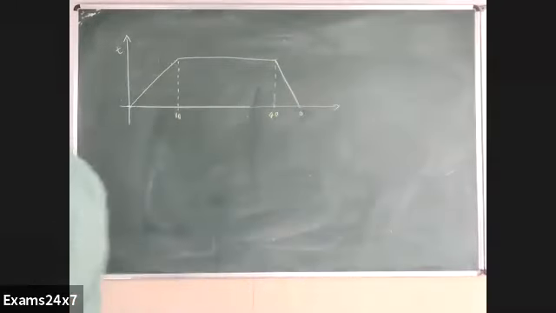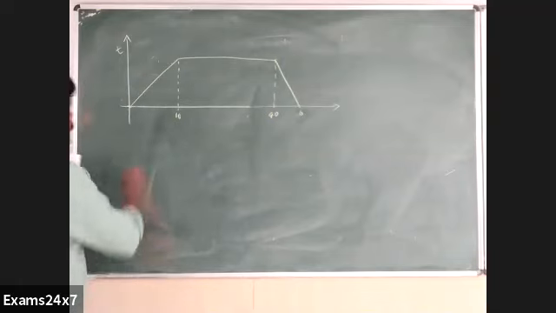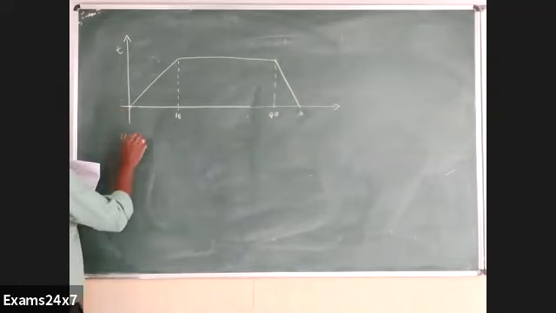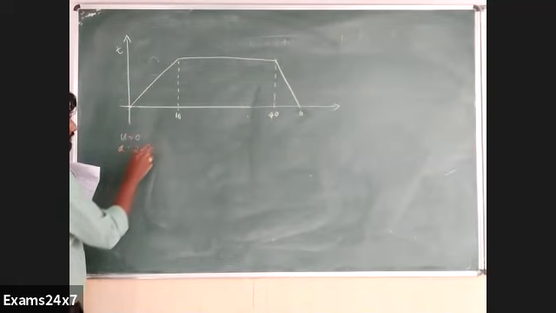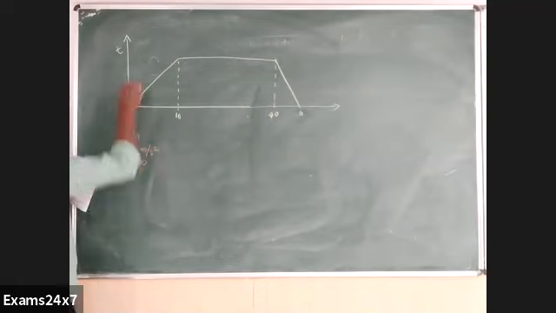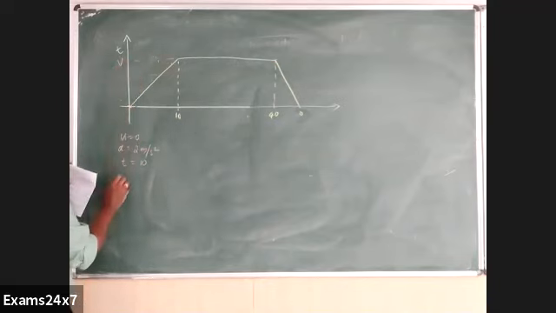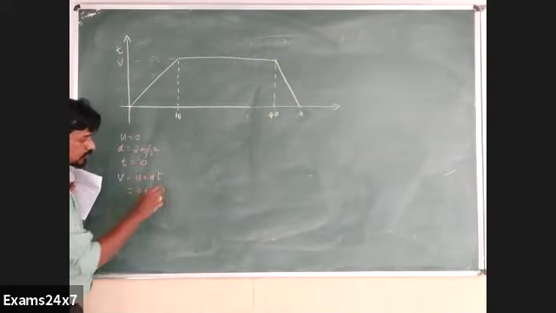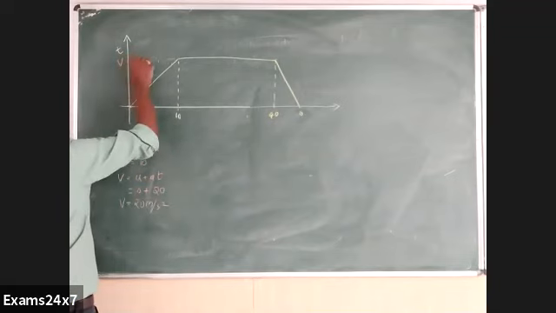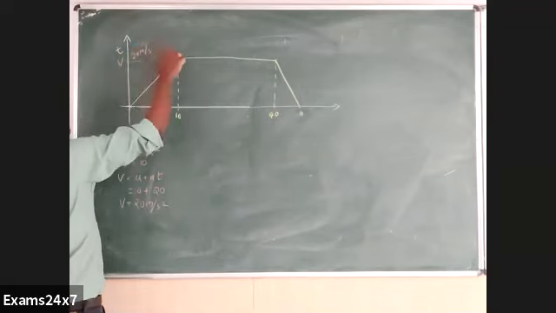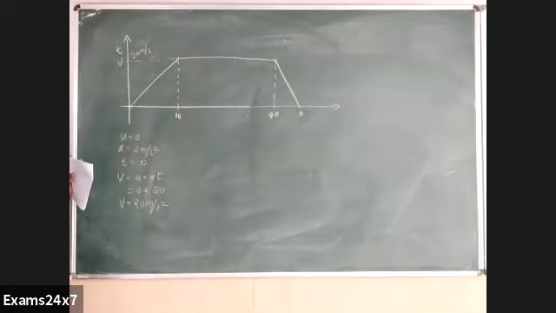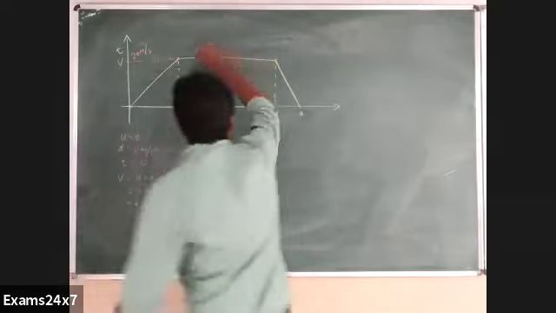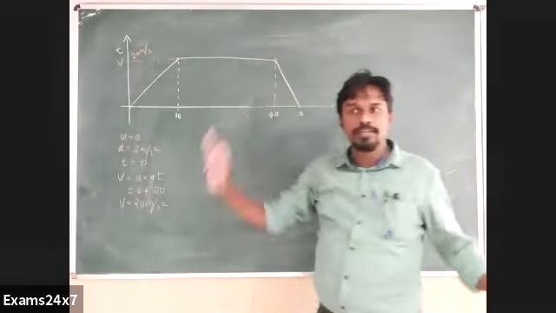Now you find out one by one. What is given? U is given, 0. A is 2 meters per second squared. T is 10 seconds. What is V max? V is equal to U plus AT. 0 plus 2 times 10, that is 20. So V is 20 meters per second. So you write V is equal to 20 meters per second. Here V is 20 meters per second.